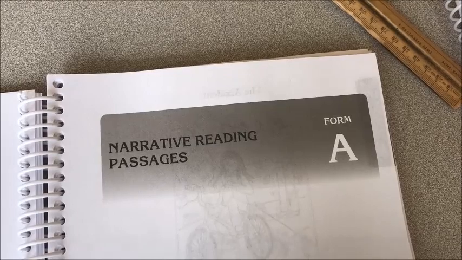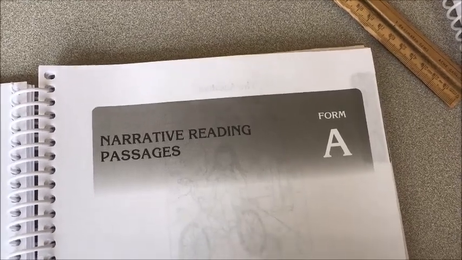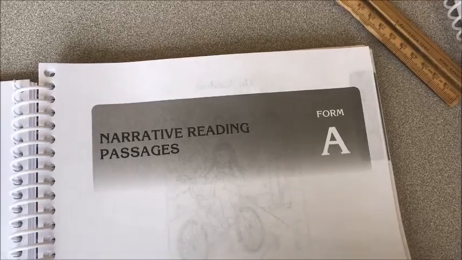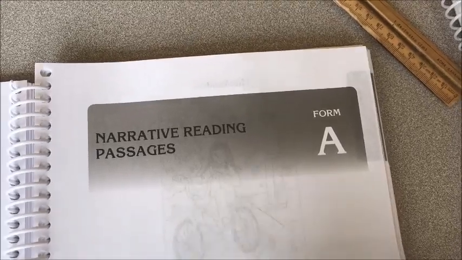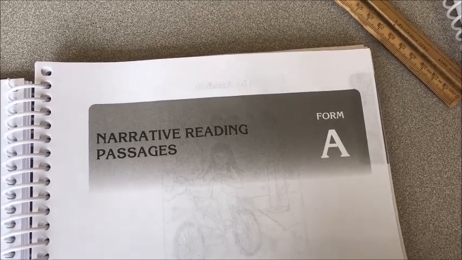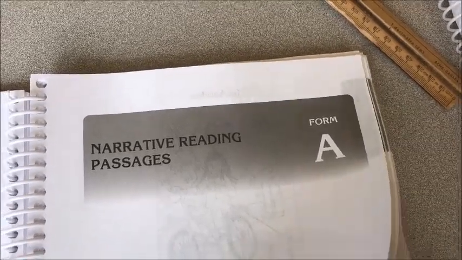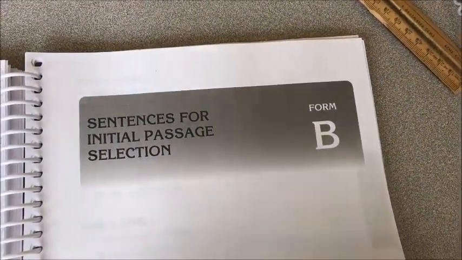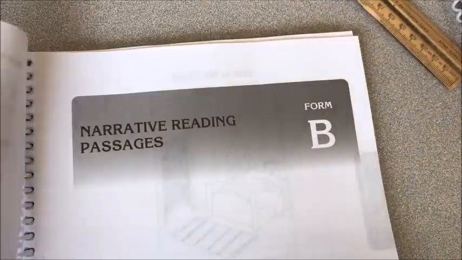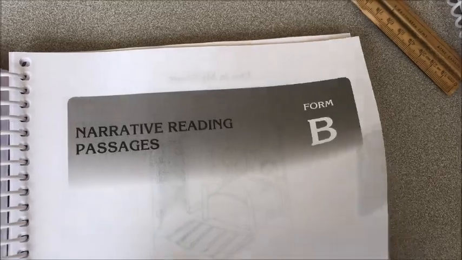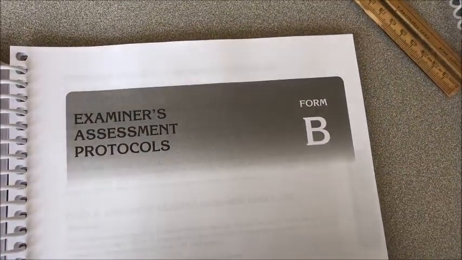There are 4 sets of reading passages from K to grade 9: 2 sets of narrative and 2 sets of expository. You'll find them under the heading of form. So there's form A, narrative, form B, also narrative, form C, expository, and form D, expository.